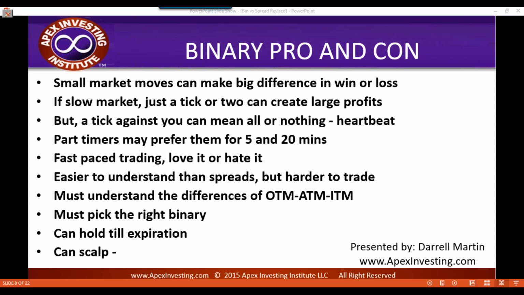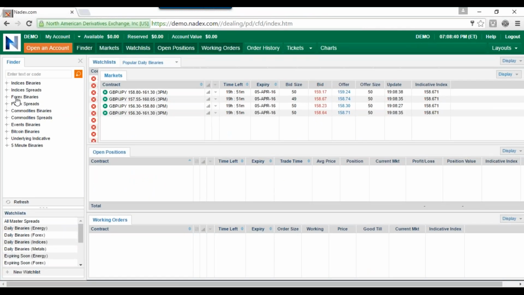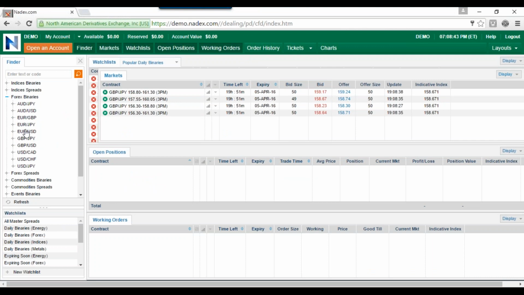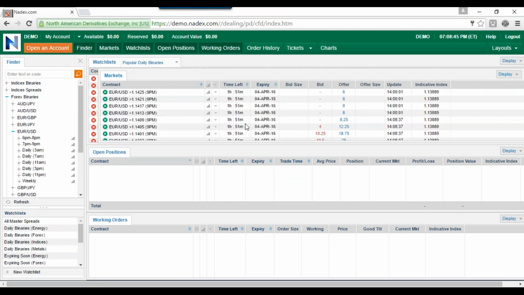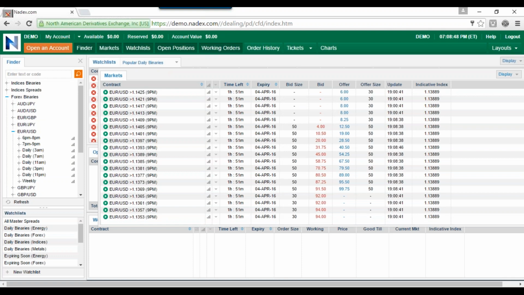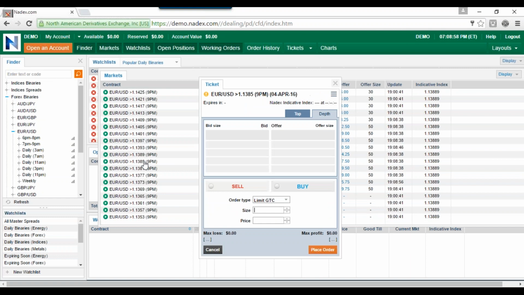So let's talk about binaries here. One of the nice things about binaries, let's pull up a binary here. Let's go to Forex, just euro dollar, and let's look at 9 p.m. So we've got different binary options here. Each one of these different strike prices is a different binary contract. Let's say I wanted to buy this binary right here. What I'm buying is a statement. I'm saying the euro dollar will be greater than 1.1385 by 9 p.m. Very easy, very simple.